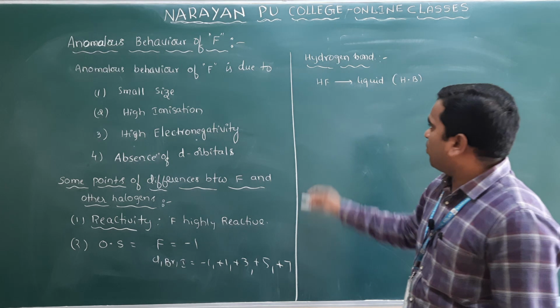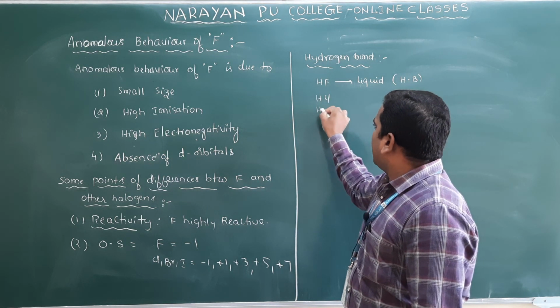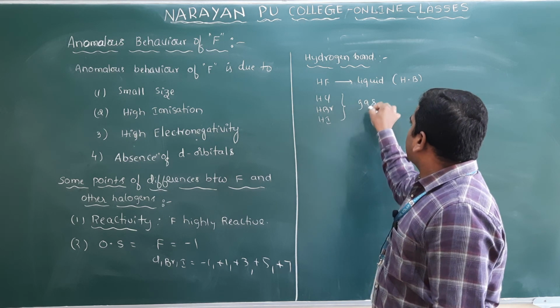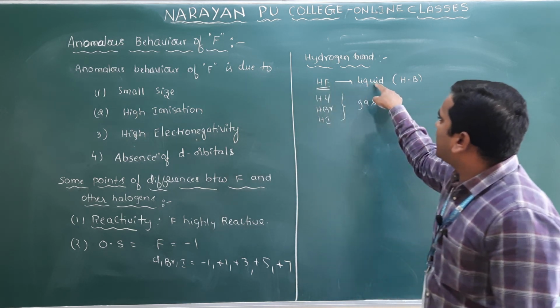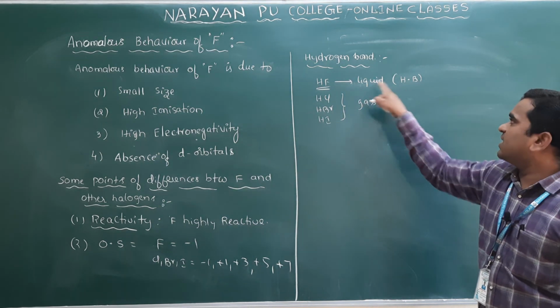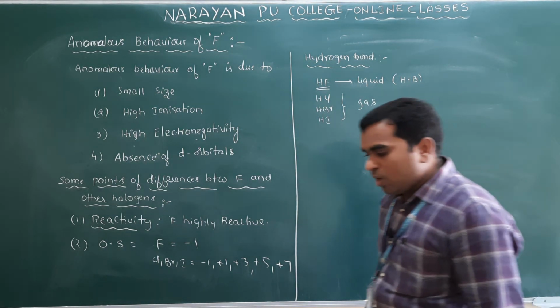HB means what? Hydrogen bonding. And the remaining HCl, HBr and HI are all which one? Gases only. So that's why fluorine-containing compounds show different behavior than the chlorine, bromine and iodine-containing compounds. That is due to what? Hydrogen bonding.